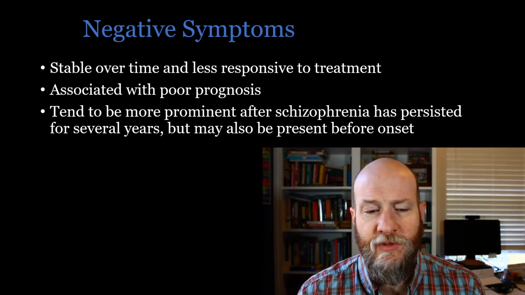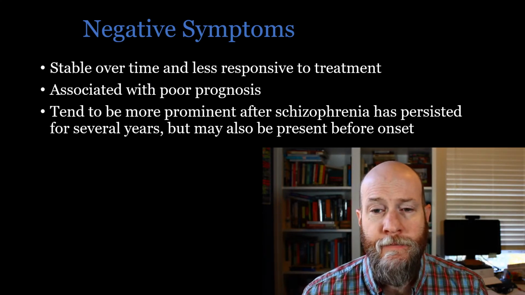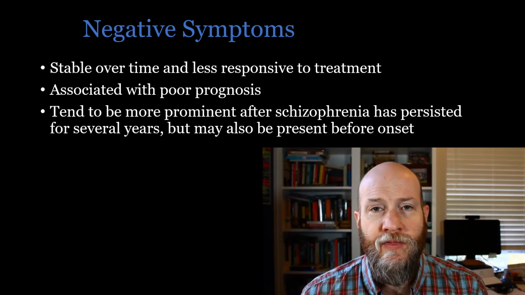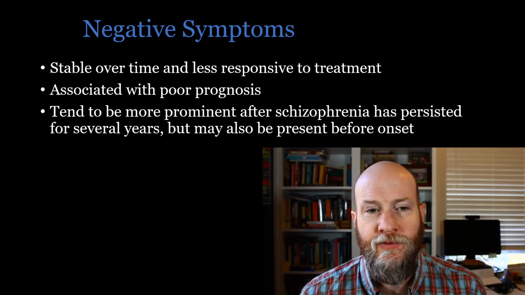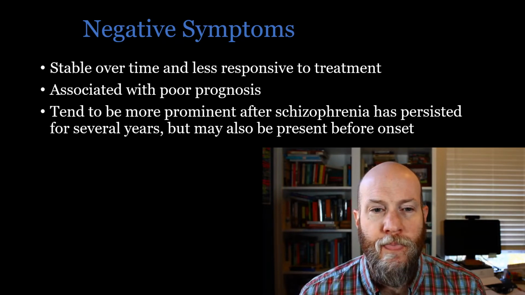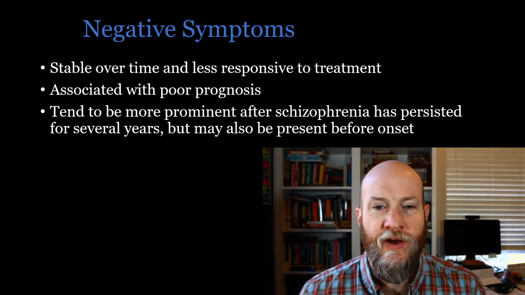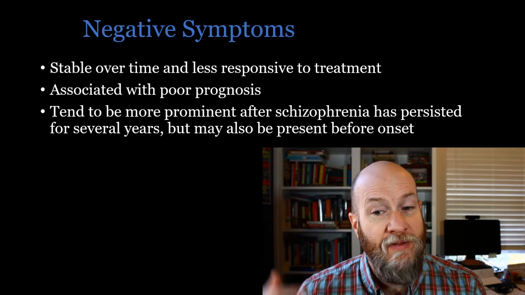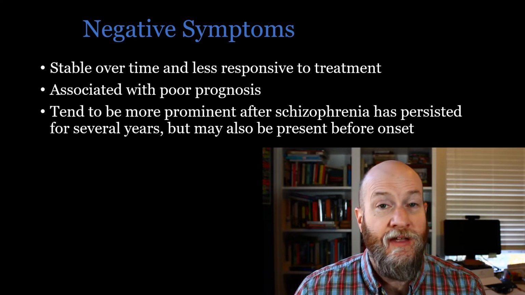So negative symptoms tend to be stable over time, whereas psychosis tends to fluctuate, comes and goes. The more intense the negative symptoms, the poorer the prognosis for an individual. They tend to be more prominent after schizophrenia has persisted for several years, but you do also see examples of people who have the negative symptoms before they emerge with any of the psychosis.